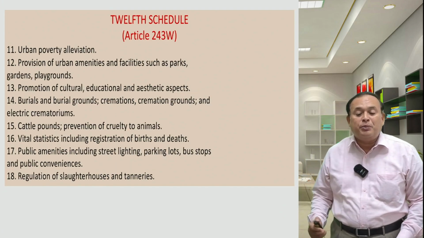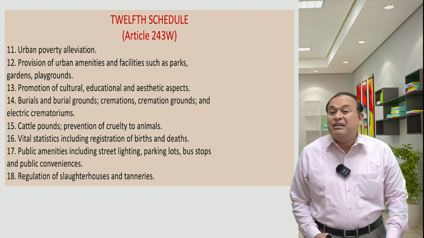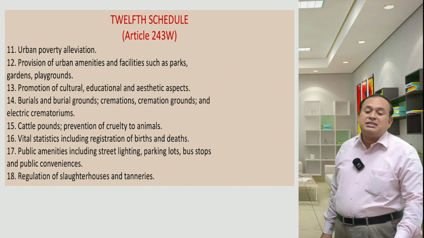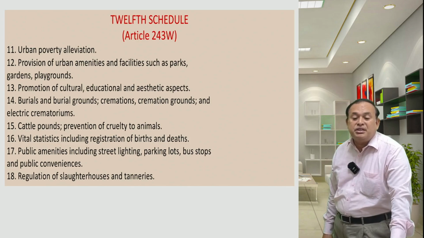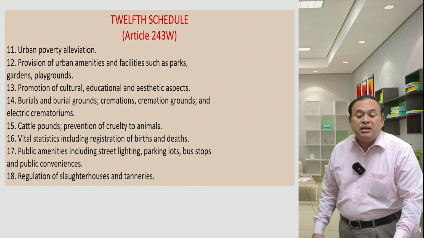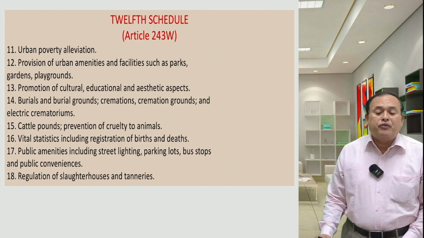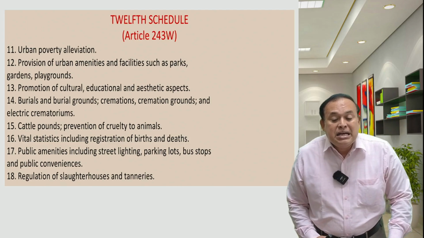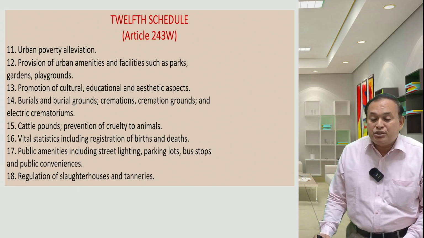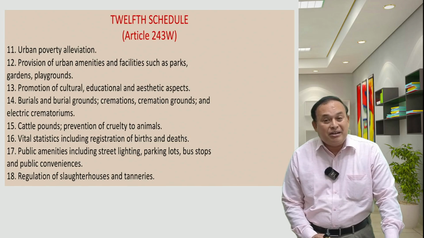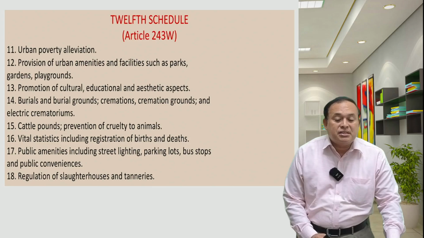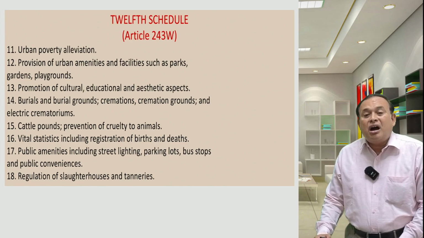improvement and upgradation services, followed by urban poverty alleviation services, provision of urban amenities and facilities such as parks, gardens, playgrounds for the welfare of the public, promotion of cultural, educational and aesthetic aspects, burial and burial ground services, cremation, crematorium services, and electric crematorium services, cattle pond services, prevention of cruelty to animals services, vital statistics including registration of birth and death certificates, public amenities including street lighting, parking lots, bus stop facilities, and public convenience services, lavatories, washroom, bathroom services, regulation of slaughterhouses and tannery services. We call all these services Article 243W.